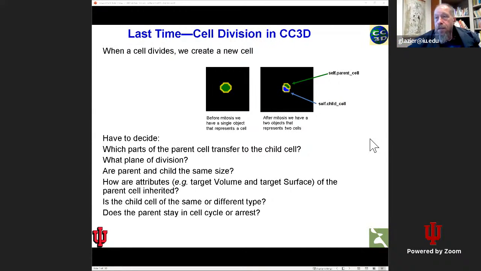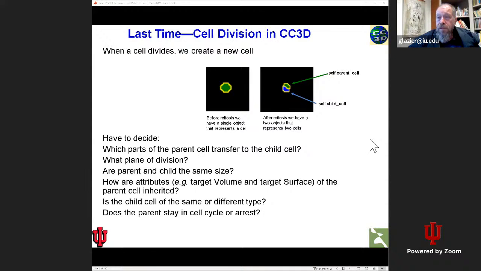Then you have to decide how attributes of the cell are inherited. In particular, what happens to the target volume and target surface of the cell. Often we divide by 2, assuming you have equal division, but not always. And then, is the child cell of the same or different type? If you have a model of cell cycle, you might want to ask the question, does this parent stay in the cell cycle or not? That's not really intrinsic to Compucell because cell cycle isn't implemented in Compucell. That's something you have to add in your Python.